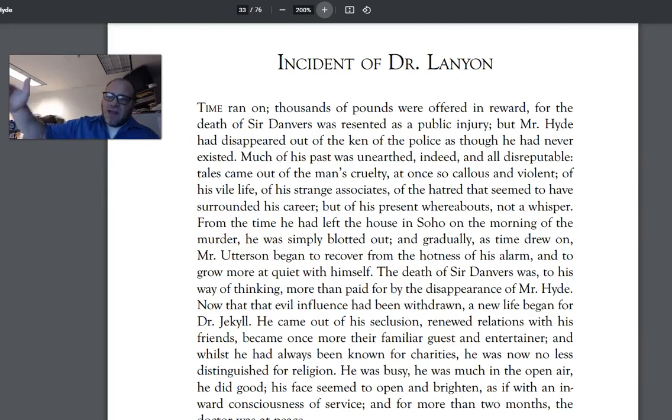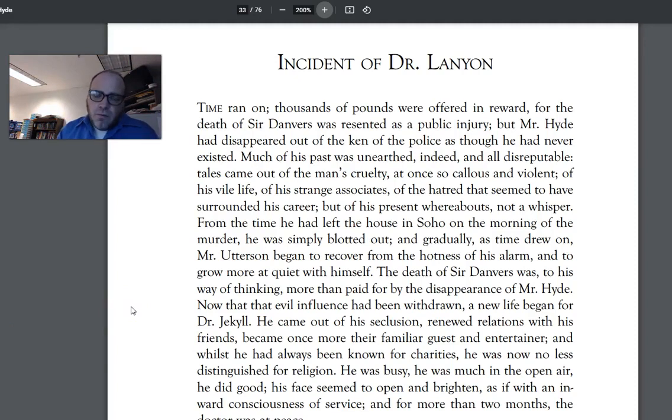And so we're slowly adding bits and pieces of evidence as the story goes on. Anyway, now we're going to get Chapter 6, The Incident of Dr. Lanyon. Time ran on. Thousands of pounds were offered in reward, for the death of Sir Danvers was resented as a public injury. But Mr. Hyde had disappeared out of the ken.